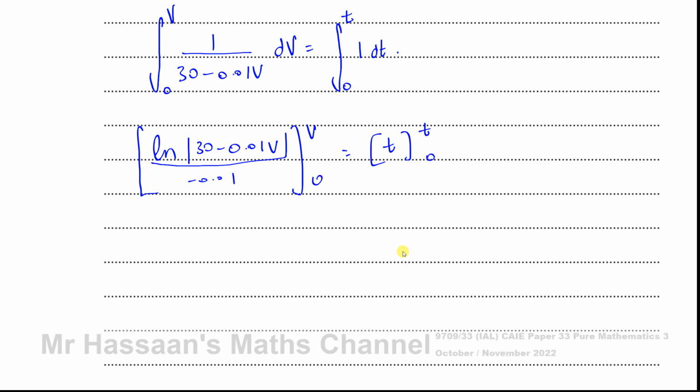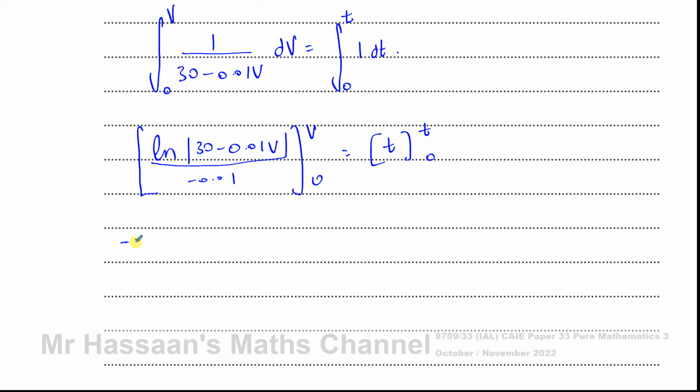So when I continue here, this is going to give me, I'll take out the minus 0.01. So I have minus 1 over, in fact, if you work out what this is, minus 1 over 100th.